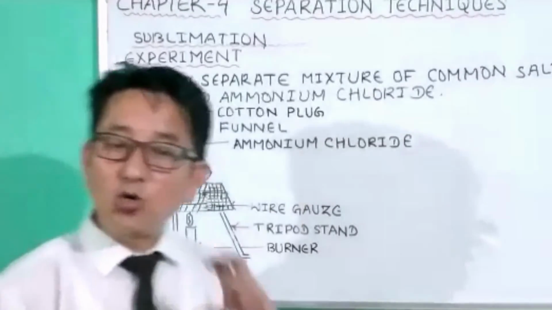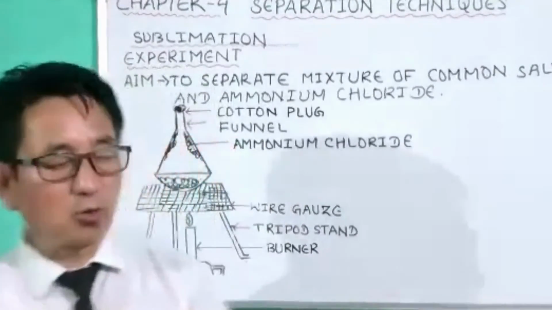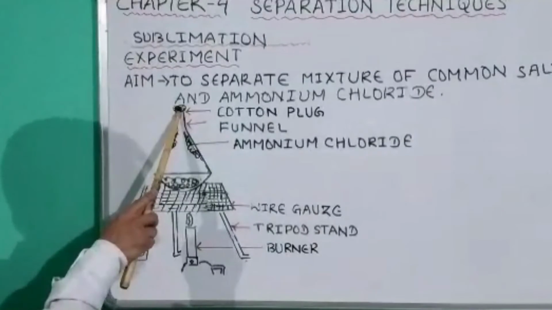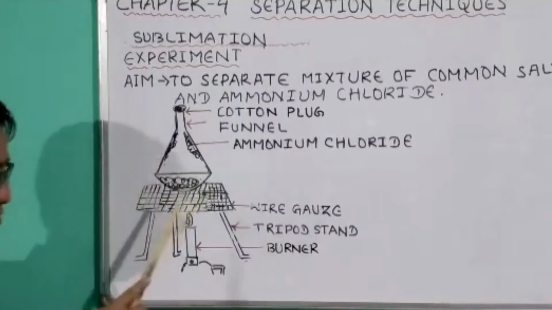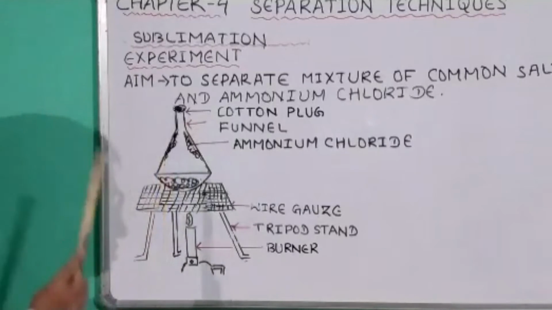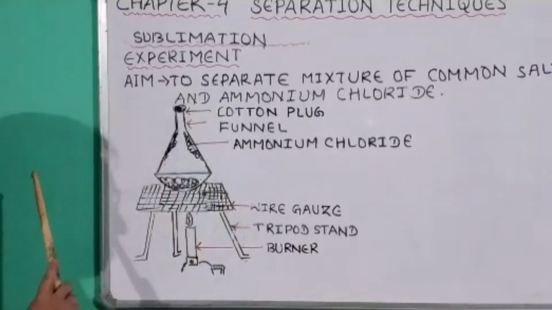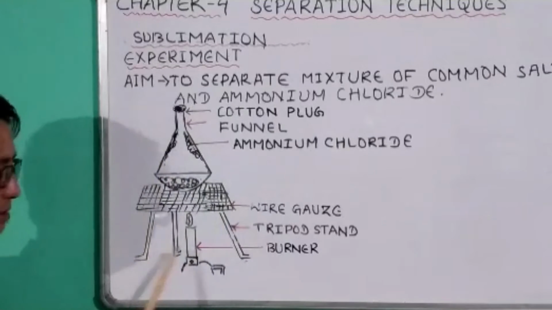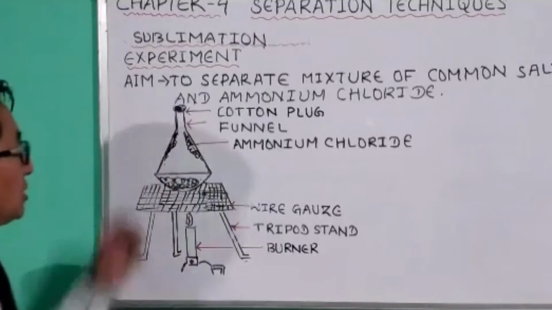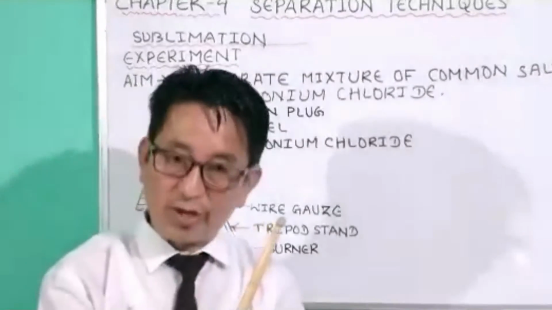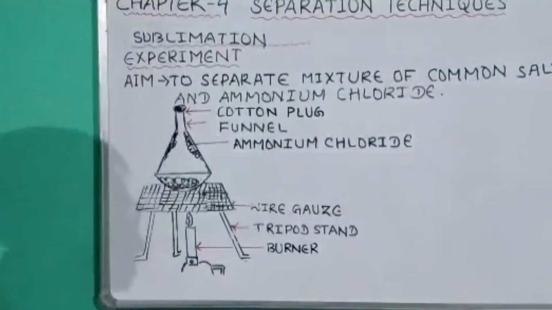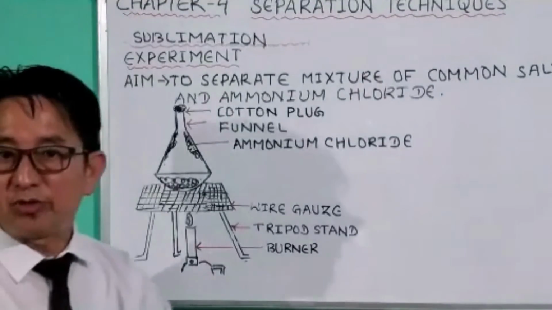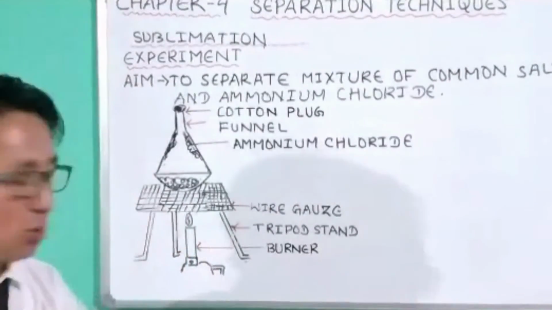Now, the equipment or materials required: cotton, funnel, china dish, mixture of ammonium chloride and common salt, wire gauze, tripod stand, and burner. The tip of the funnel is plugged with cotton. Now, all this equipment which I told you, you have to set up in such a way as shown in the diagram.